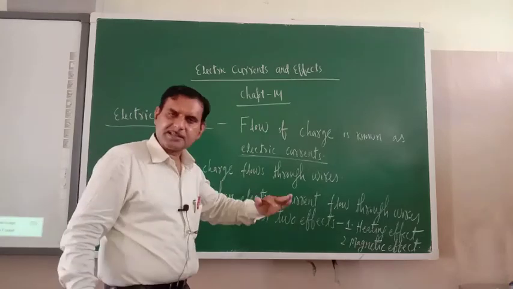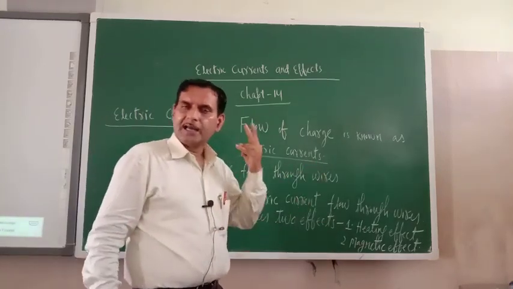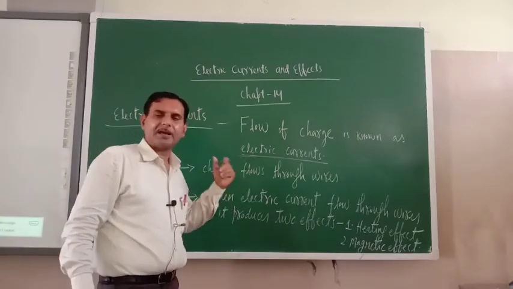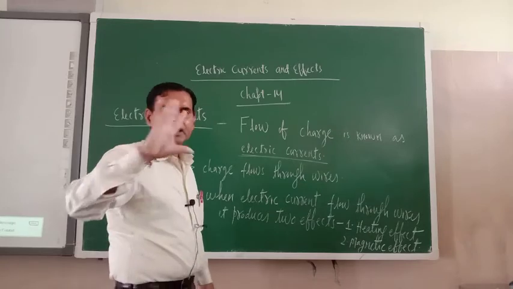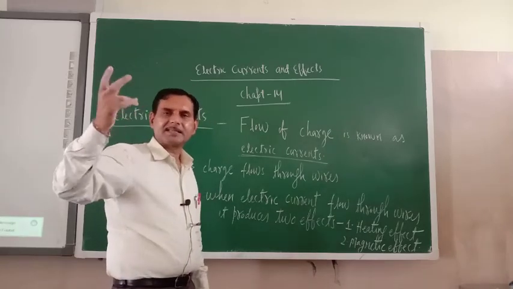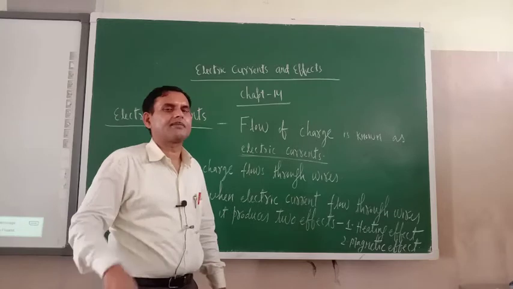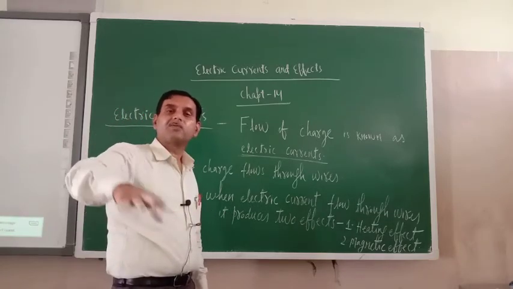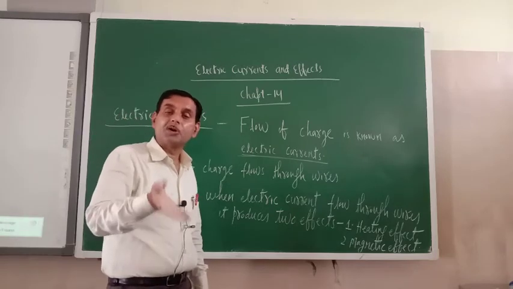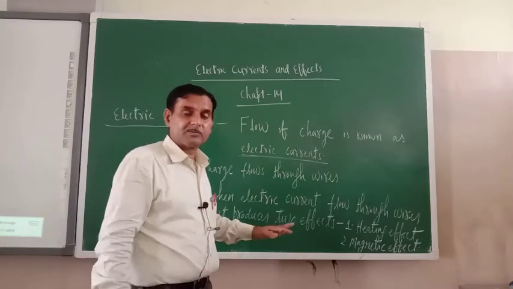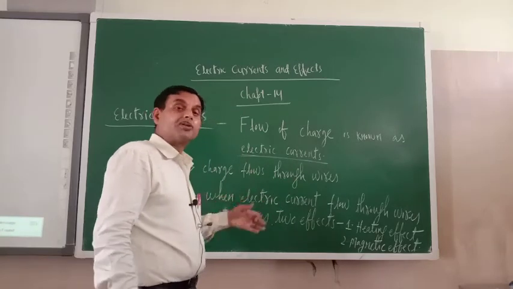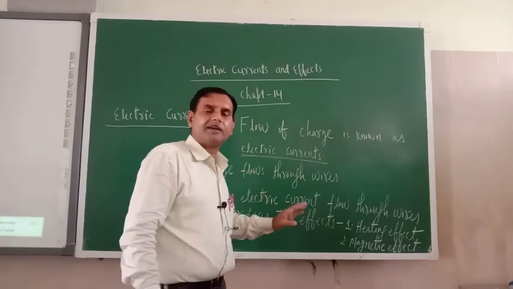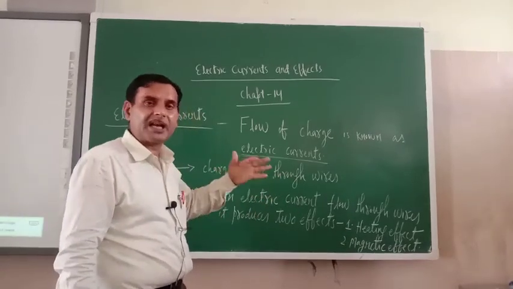When electric current flows through the wire, it produces 2 types of effects. That is the heating effect and magnetic effect. Just see, whenever any electrical appliances work for a long period of time, they become hot. Why do they become hot? Because continuous flow of electricity produces heating effect. In addition to this, it produces magnetic effect also. We will perform some activity and prove that flow of electric current produces the magnetic effect.